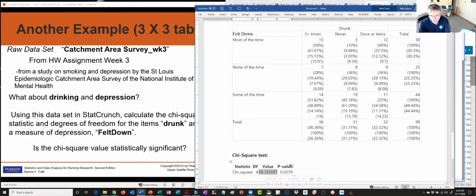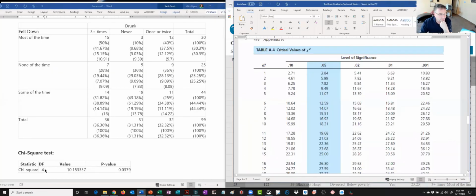10.15 for the chi-square value. Let me make this a little bigger here. I'll move over to the table. 4 degrees of freedom, because we've got a 3x3 table. 3 minus 1 times 3 minus 1 is 4 degrees of freedom. Who can be the first to type in what is our value we're comparing the chi-square to at 4 degrees of freedom? Yep, 9.49. And then again, that's our 5% that we made up.